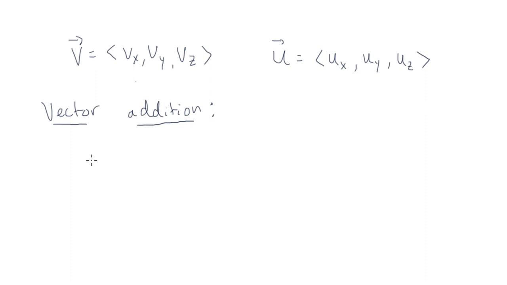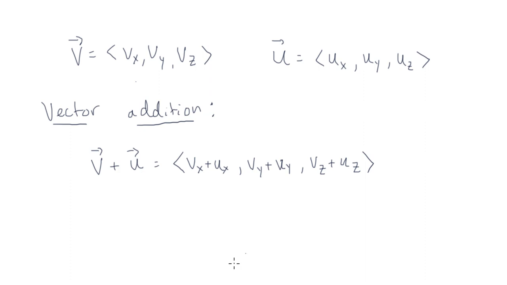So to add two vectors, what do I do? Well, I simply add the components. So the new x component is going to be the x component of v plus the x component of u. The new y component, I'm just going to add the y components. And then the z component, just add the z components.